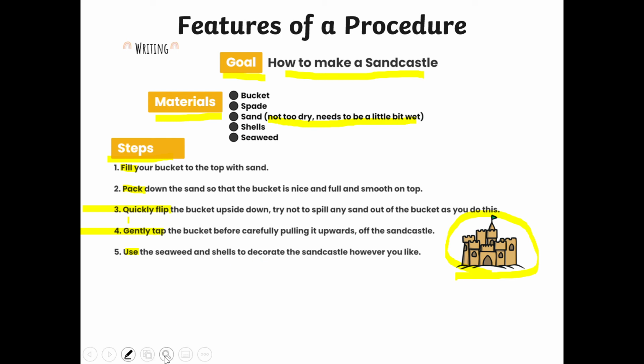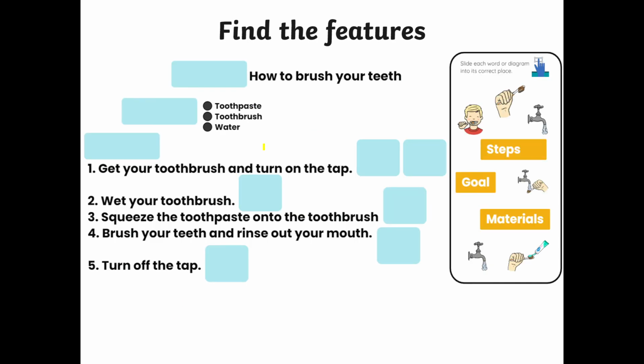Let's take another look. It's your turn. You're going to need to find the features. I'm noticing these parts in blue are empty. You will need to find out which word or diagram on this section on the right goes where. Use the slide button to slide each of the images or the words into the blue boxes.